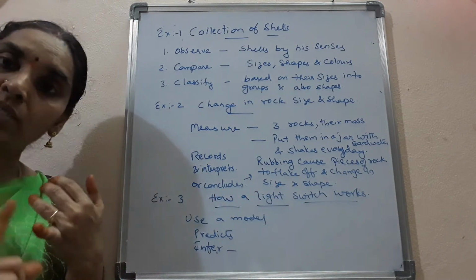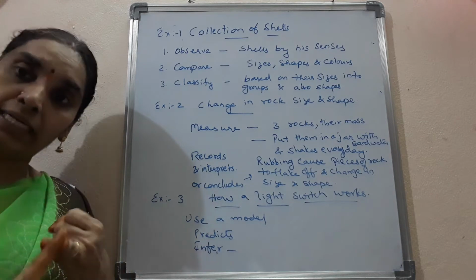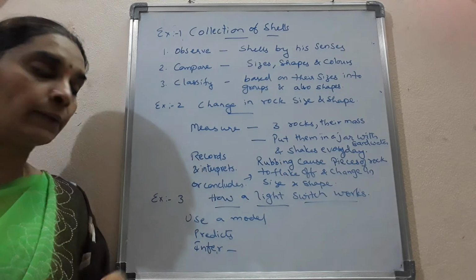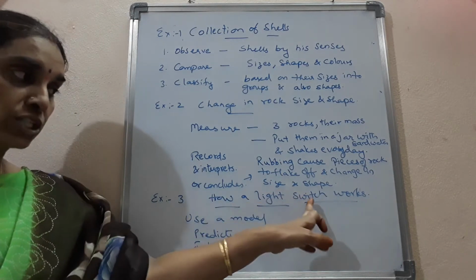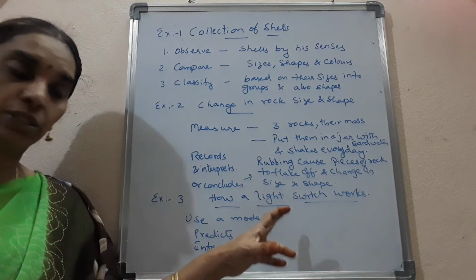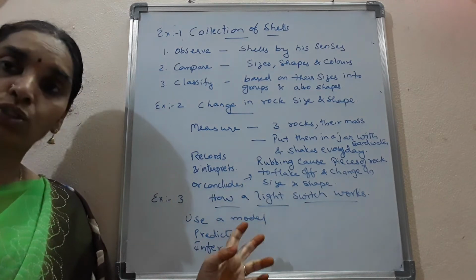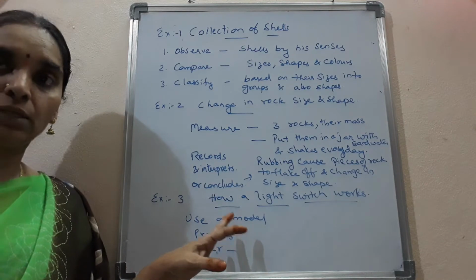So here we have used the model, we have predicted what is required to make a light switch work, and also we inferred that the switch acts as an interruption to make the light or the bulb glow or not glow. That's how we can know this.